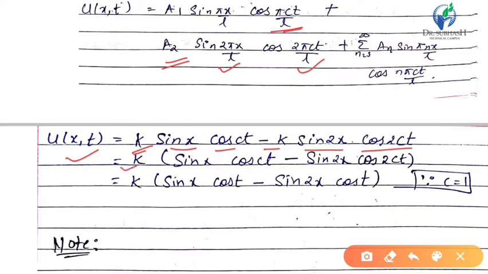Now I am taking k as common, so I will get sin x into cos ct minus sin 2x cos 2ct. Now I will put here c equal to 1 because it is given in the question that c square equal to 1, and that I have to consider always positive. So on substituting c equal to 1, I will get my final equation u(x,t) equal to k sin x cos t minus sin 2x cos 2t. Here it will become 2t. Okay, so this is my final required solution.